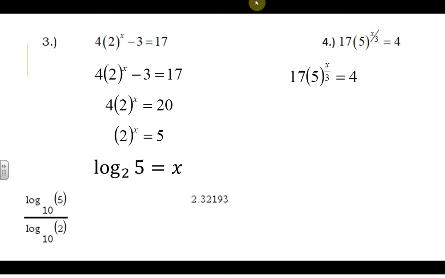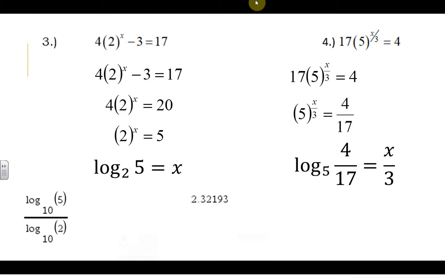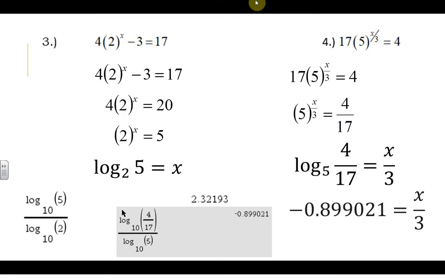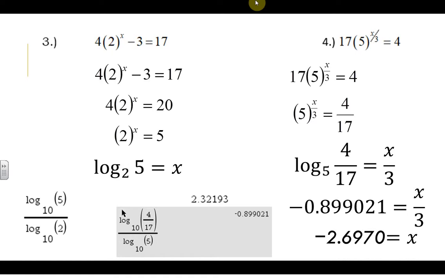Over here, we're going to isolate the base that has the exponent. We're going to divide by 17 on both sides. And we're raising it to the x over 3, so now we can do the log. So again, base, what it equals to. I popped it over there. And now we still have to multiply by 3 to get x by itself. You multiply by 3, and there's your answer.